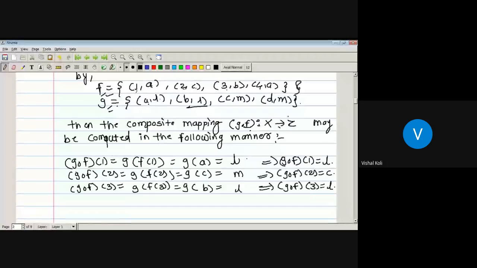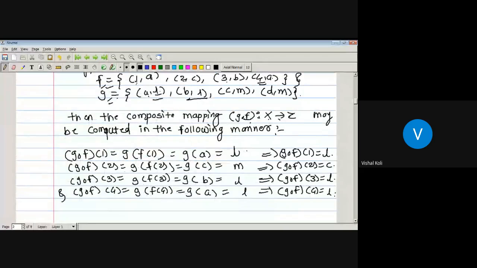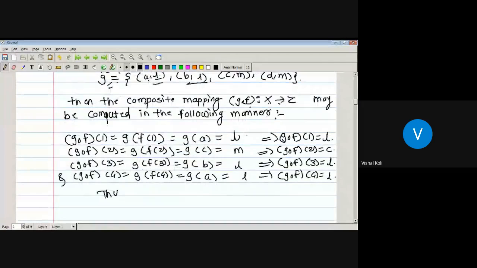Therefore, G composite f of 4 is equal to G of f of 4. 4 is an element which is mapped onto A. So G composite f of 4 is equal to L. Thus, G composite f is a function from X to Z, in which the element 1 is mapped onto L.